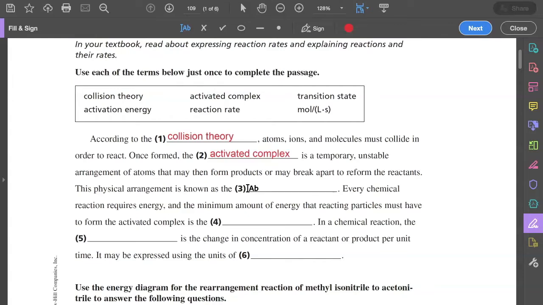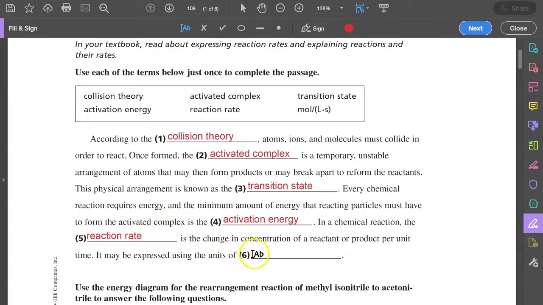Number 3, this physical arrangement is known as the transition state. Transition state is the correct answer there. Every chemical reaction requires energy, and the minimum amount of energy that reacting particles must have to form the activated complex is the activation energy. That's right. In a chemical reaction, the blank is the change in concentration of a reactant or product per unit time. Sure, the reaction rate is the correct response there.